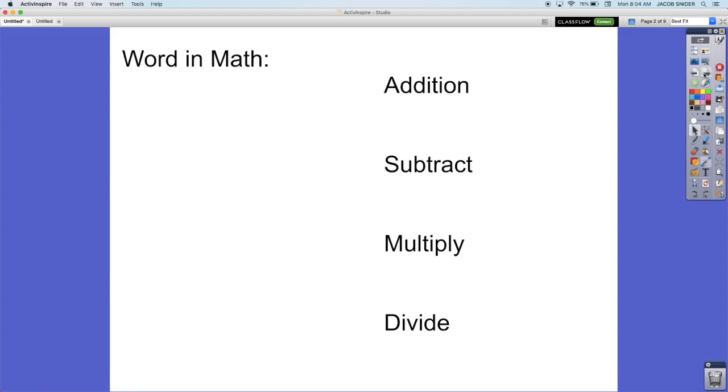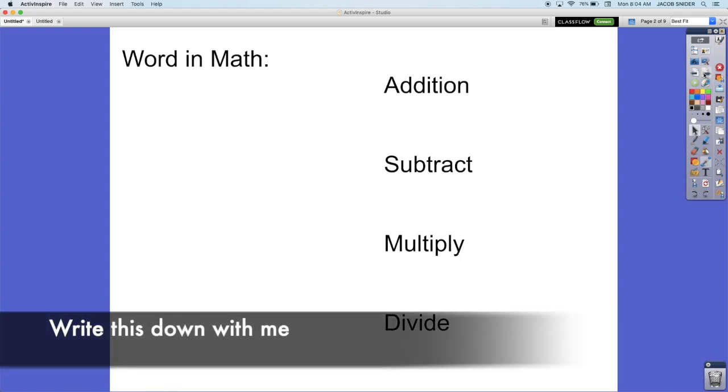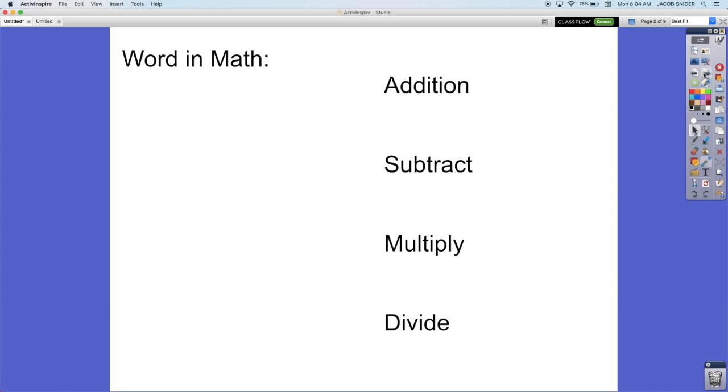All right, so back in elementary school, all the way through your math, there's certain words that mean different operations, okay? And that's going to be the biggest part of today. Honestly, it's not hard if you just remember which operation I'm going to be doing. So what are some words that mean addition? How do I know that I'm going to be adding?